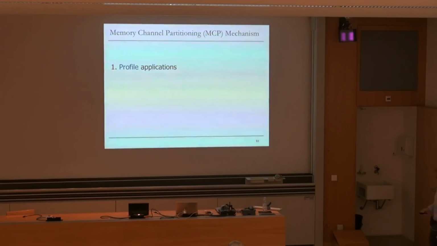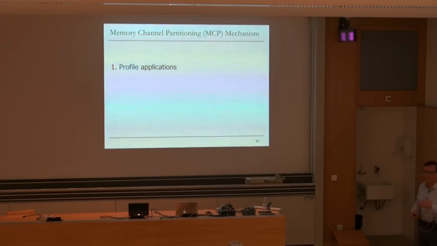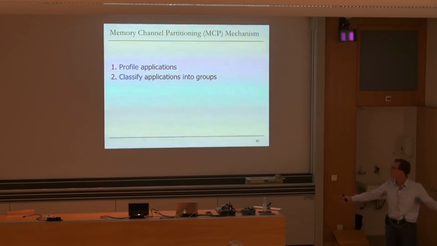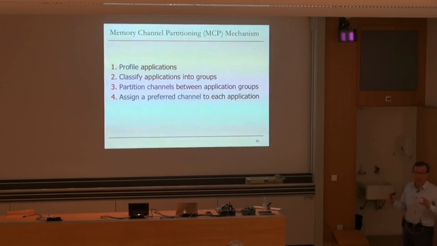It has 5 components. The first component is profiling the applications to decide whether they're high memory intensity, low memory intensity, high row buffer locality, low row buffer locality, and then classify them into groups. That's a clustering mechanism. Partition the channels between application groups such that you minimize interference or maximize some sort of metric. Assign a preferred channel to each application.